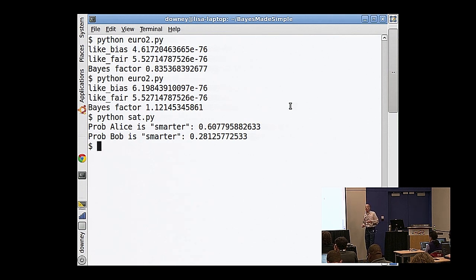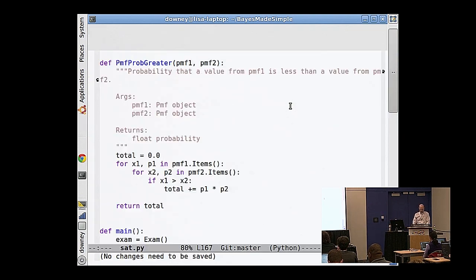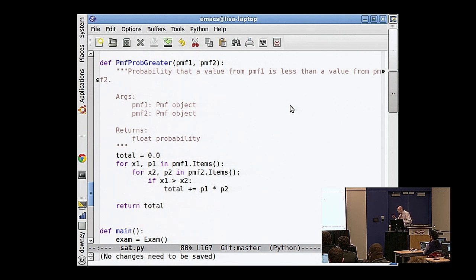Yes? What is the purpose of the summation? So I'm enumerating all possible pairs, and I'm adding up the total probability of all the pairs where Alice is smarter. Does that make sense? Did that help?